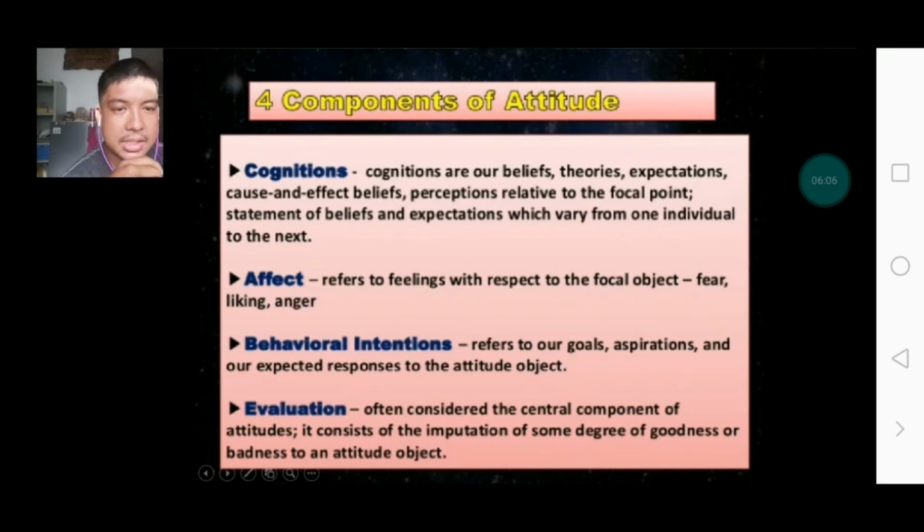And the next is the evaluation. In this evaluation, often considered the central component of attitude, it consists of imputation of some degree of goodness or badness to an attitude object. So on this evaluation, we judge right and wrong on this particular component.